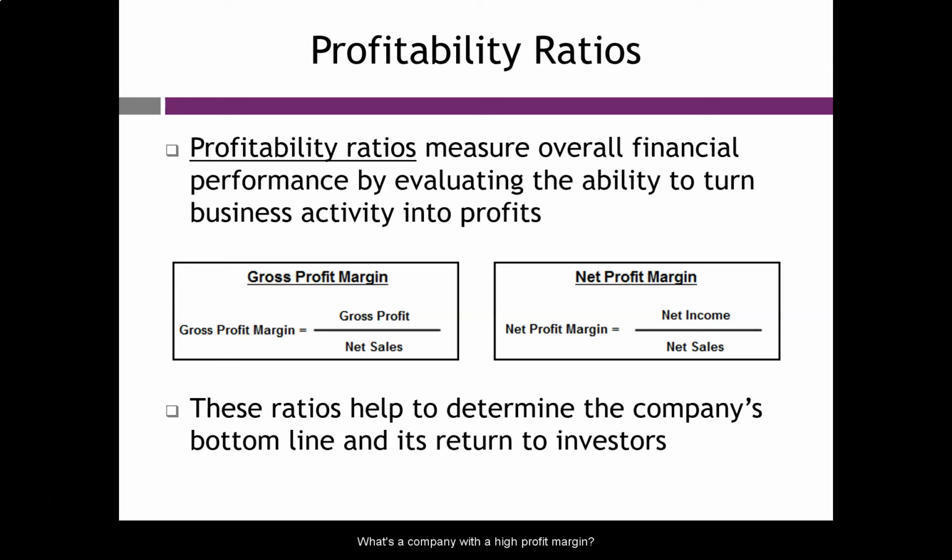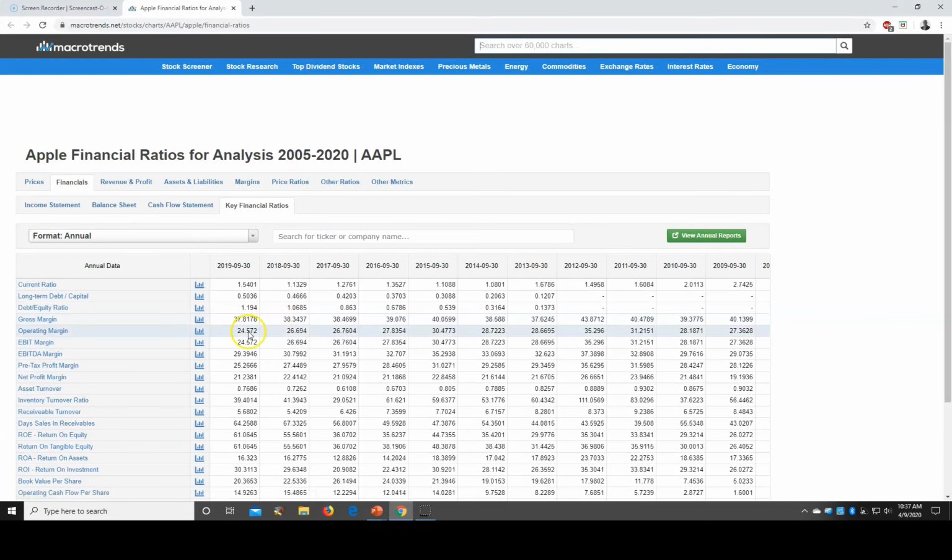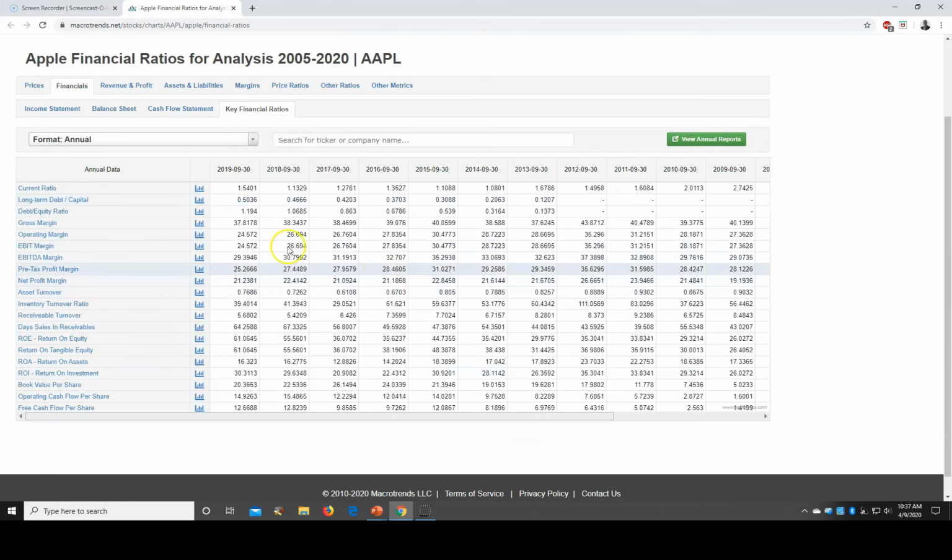What's a company with a high profit margin? Give this some thought. I bet you can come up with it. How about Apple? Yep, they've got a high profit margin. Their net profit margin is closer to 20%. In fact, let's take a look at some of Apple's ratios. This shows you just how valuable ratio analysis is. Look at all the ratios that have already been calculated for Apple.